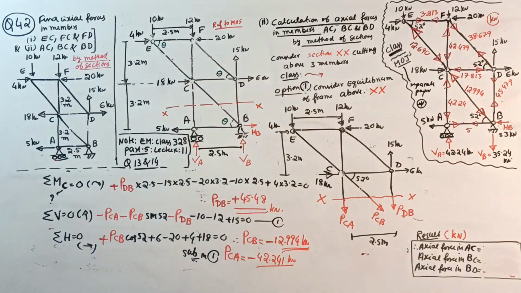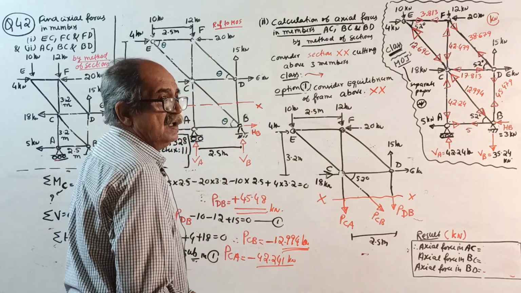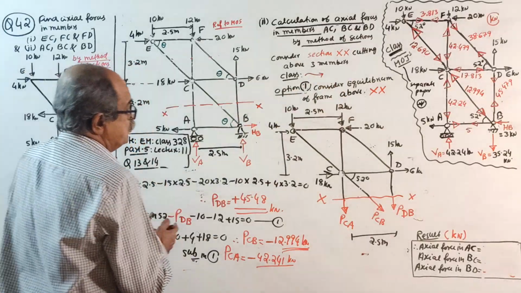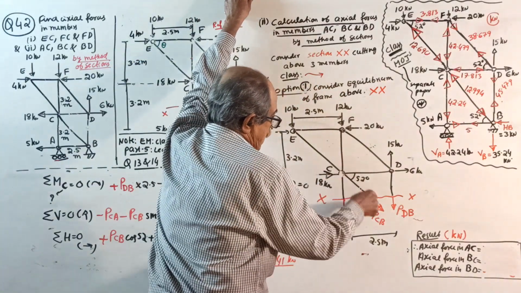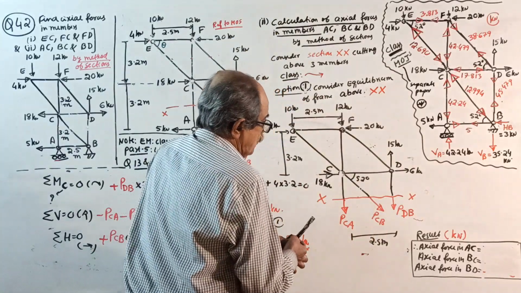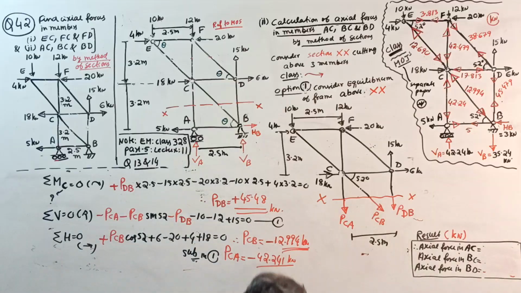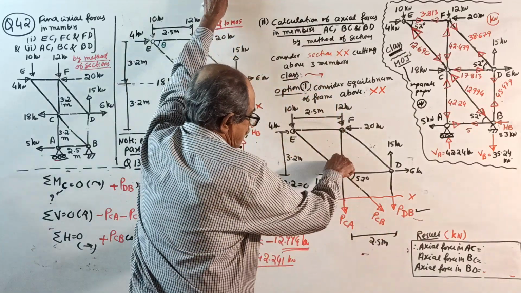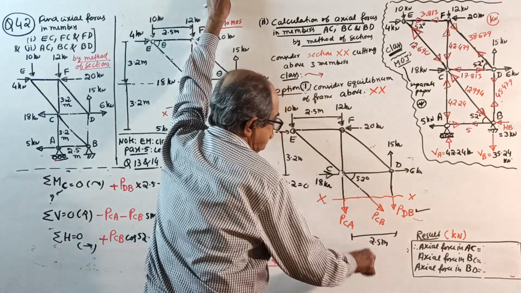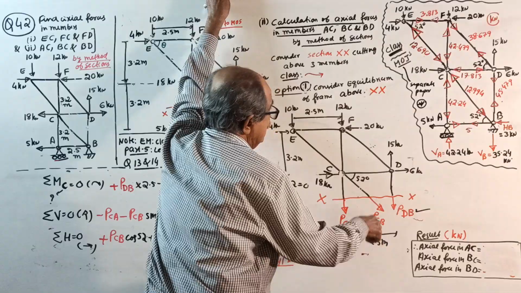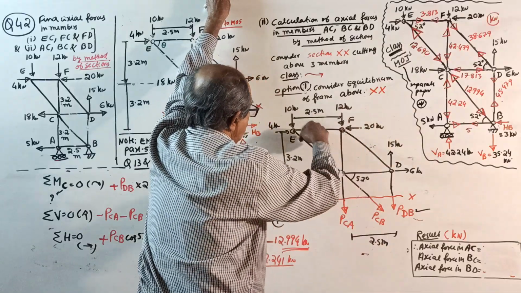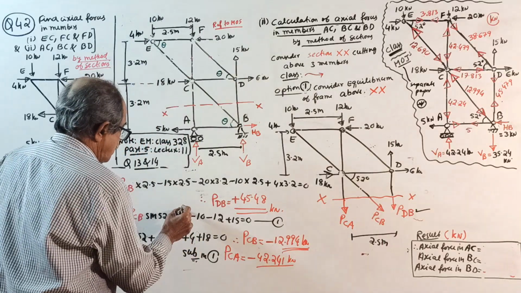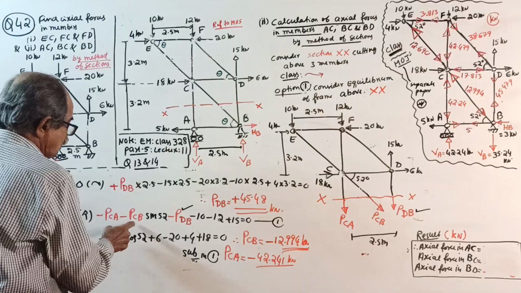I got 45.48 kilonewton. I calculated, I did not see the answer there. Sigma V0, upward positive. Now we got PDB, that is over. Now I will tick mark here. This is already known. Start from unknown: minus PCA, minus PCB sin 52, minus PDB, plus this force, minus this force equal to 0. PDB is already known. Still, 2 more unknowns are there.